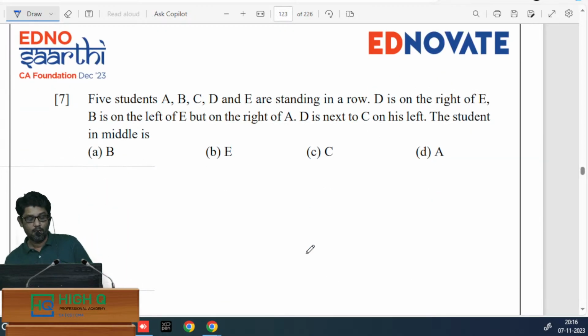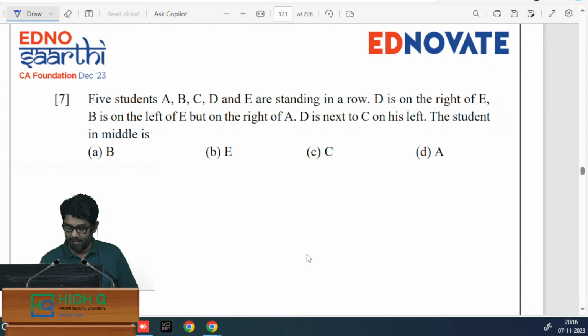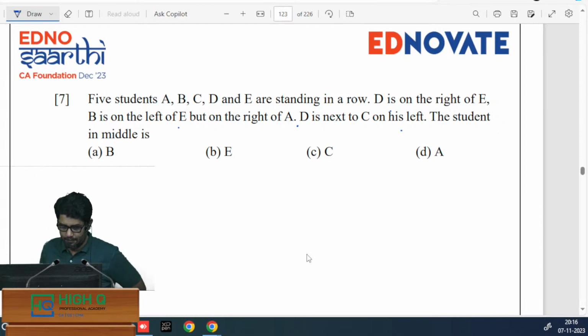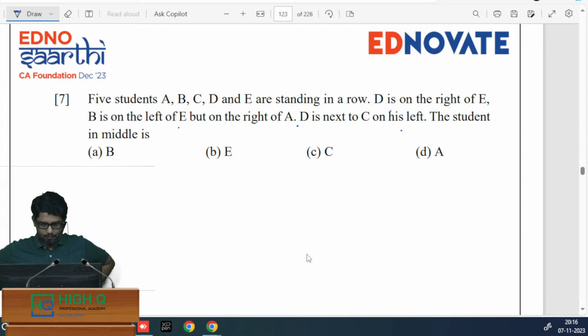Na? Now, 5 students A, B, C, D and E are standing in a row. D is on the right of E. B is to the left of E but right of A. D is next to C on his left. The student in the middle is? Can you please find out this? Hey, I don't want the answer. I want the arrangement. The full arrangement you show me. Don't give me the answer directly. Can you please show me the arrangement of yours? I have checked and I am getting option D only, sir. Can you please show me the arrangement of yours?